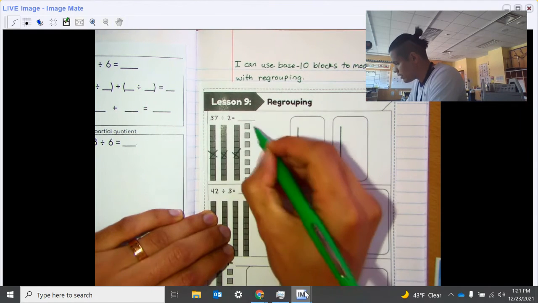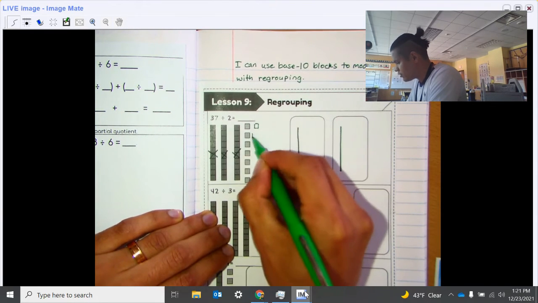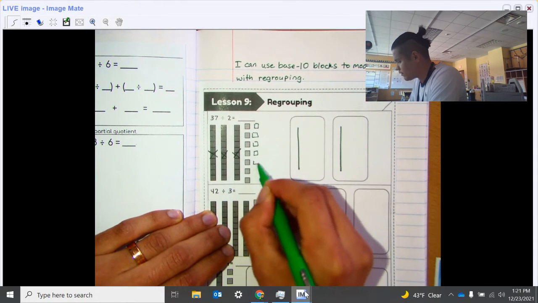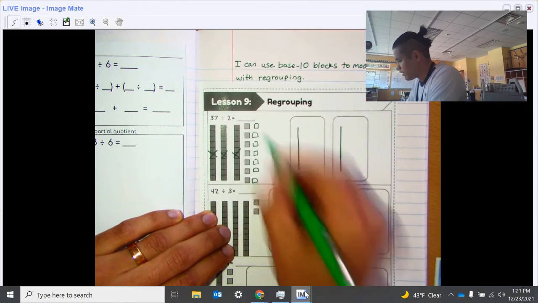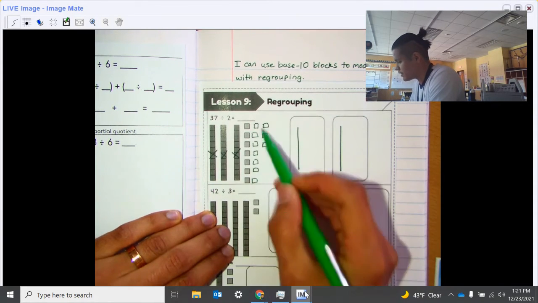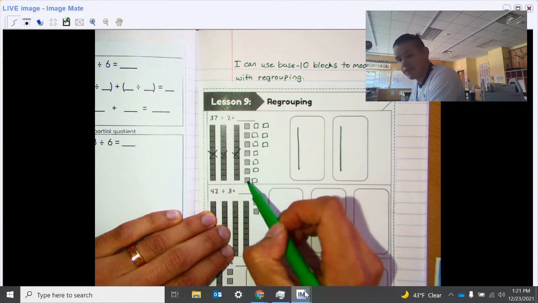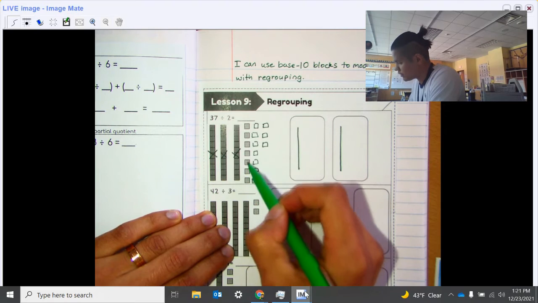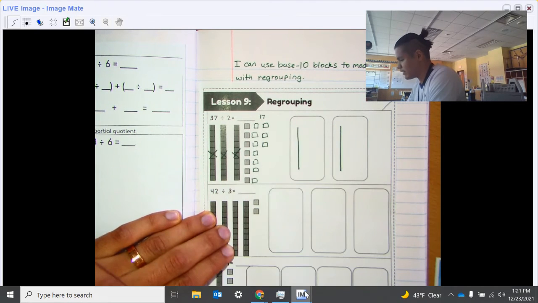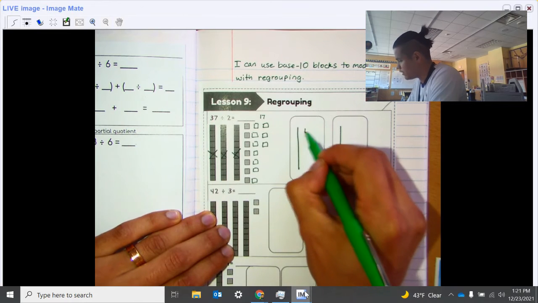So I'm going to cross this out and change it for 10 ones. So 1, 2, 3, 4, 5, 6, 7, 8, 9, and 10. Okay, so here I have 10 ones plus 7 ones, 10, 11, 12, 13, 14, 15, 16, and I have 17 ones right there. So let's go ahead and share those equally.